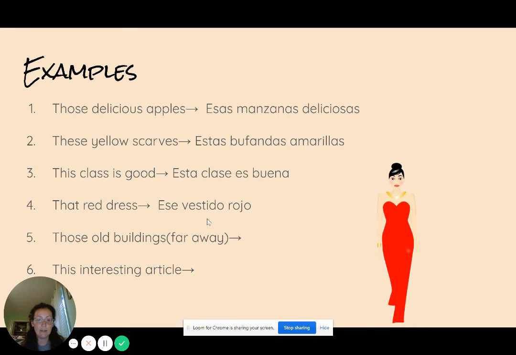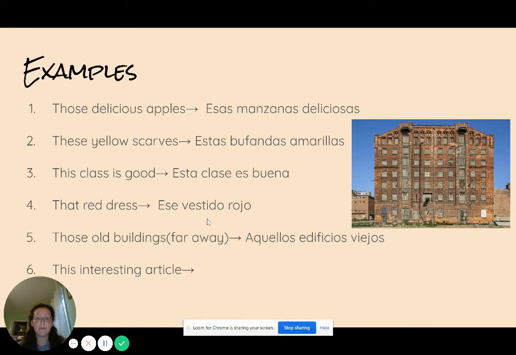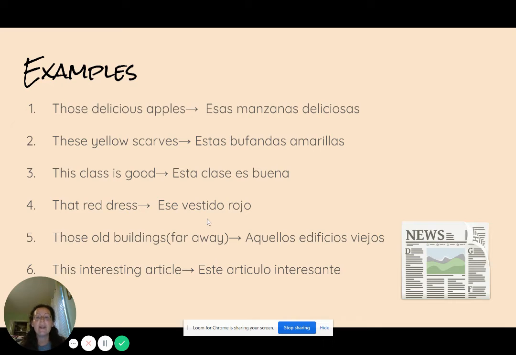Okay, those buildings far away. So we have aquellos edificios viejos. Those old buildings. And the last one, this interesting article. Este artículo interesante. Very good.